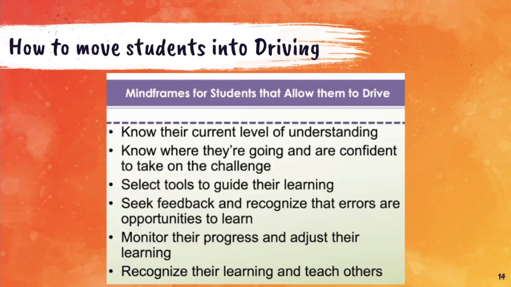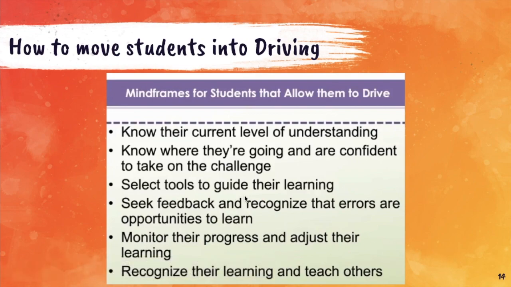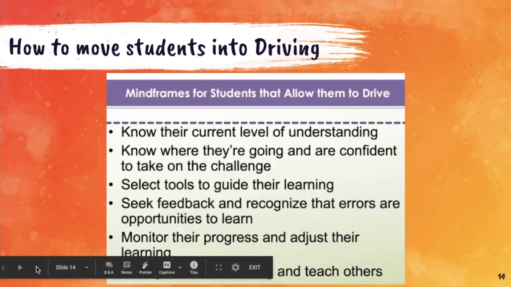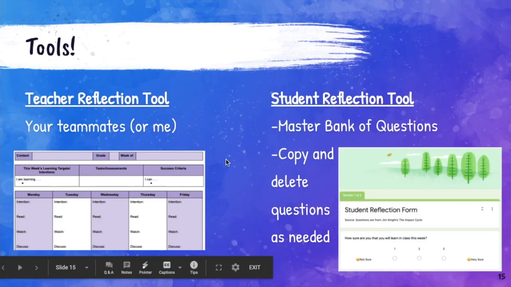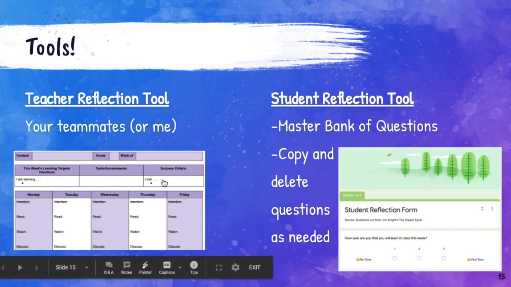One way we can get students to move into the driving area of engagement is to be aware of their current level of understanding and then to also give them the tools to monitor their progress and adjust their learning, and opportunities to teach one another. So we're going to do that by giving you the opportunity to reflect and be really clear with what the week's learning targets or intentions are in establishing success criteria, and then also giving students the option to reflect on their learning. How well did they understand what was going on in class today? What questions can they ask about what you were talking about in class today?